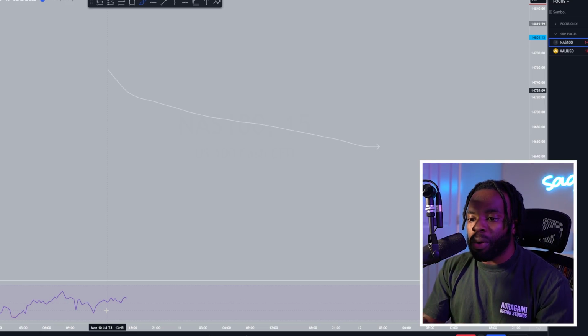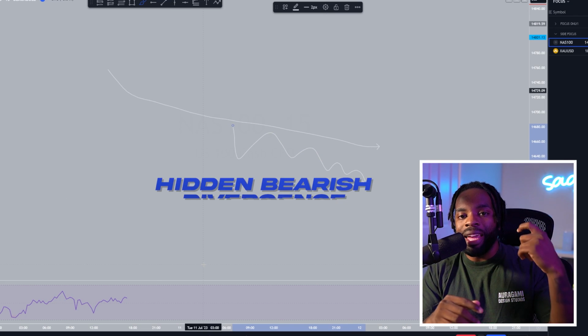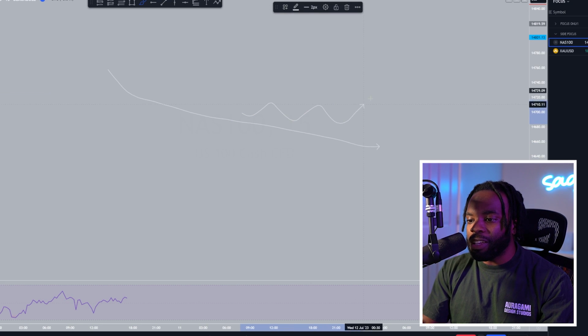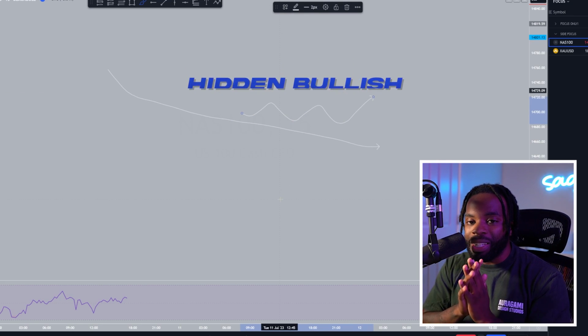So if we see the market is below the moving average and price is pulling down, we will need what we call a hidden bearish divergence. If we see the market is above the EMA, we will need something called hidden bullish divergence. And once we get that, after we see price action showing a change of character or change of character plus, this is when we will go ahead and enter.